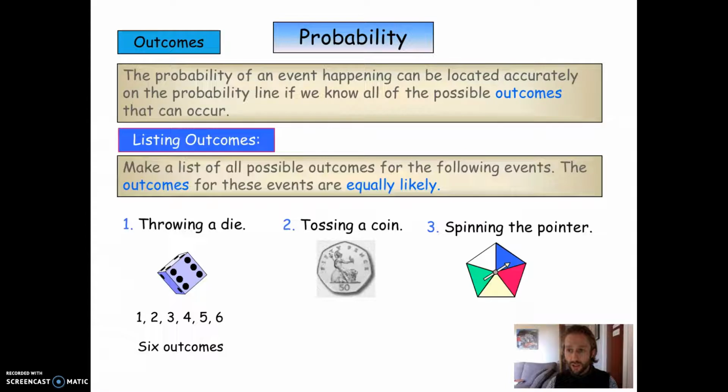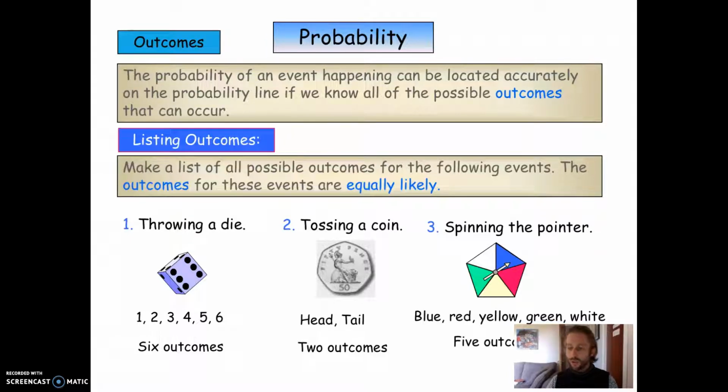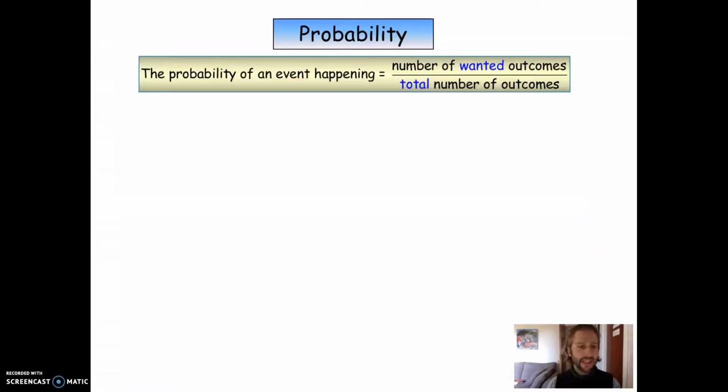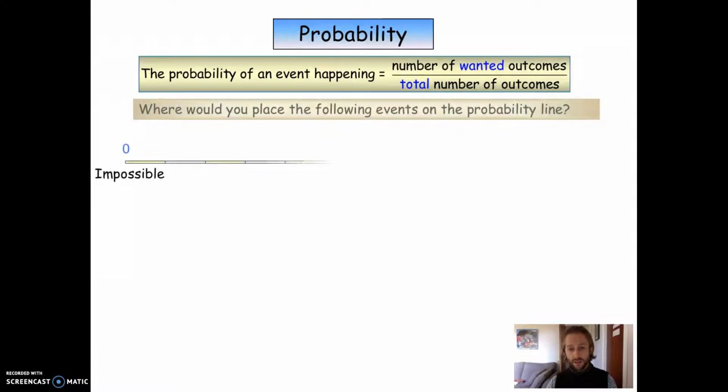What about tossing a coin? Well, if we toss a coin, there's 2 outcomes, a head or a tail. Again, equally likely. And what do you think for number 3? For spinning the pointer? How many outcomes are there? Well, there's 5 outcomes. You could get either one of the different colours. We calculate then the probability of an event happening by thinking of the number of wanted outcomes over the total number of outcomes there are.